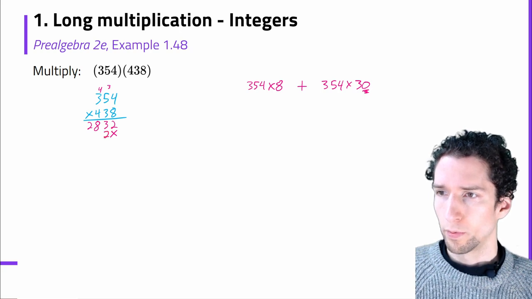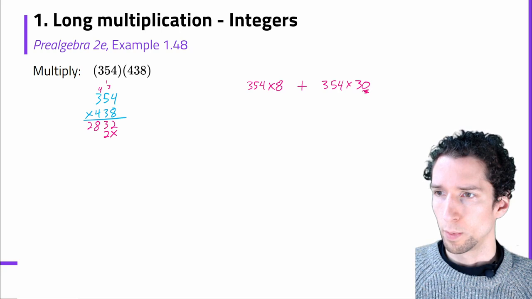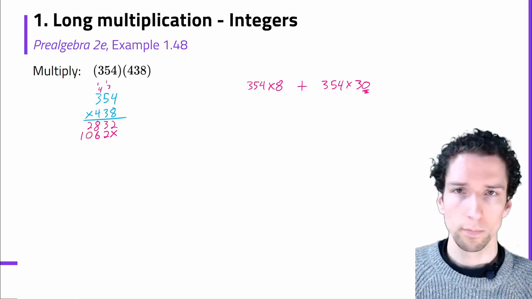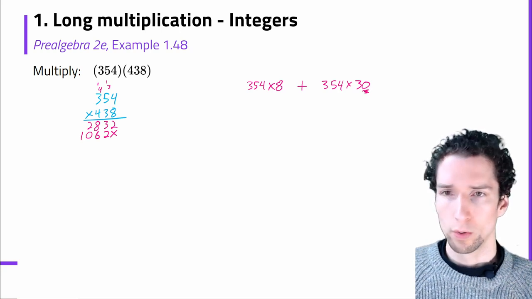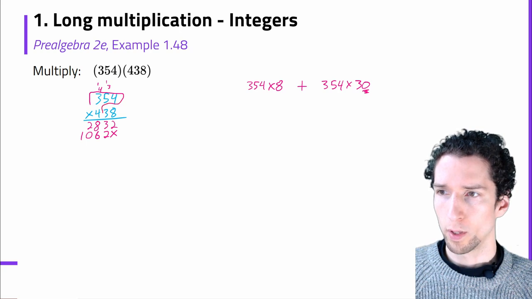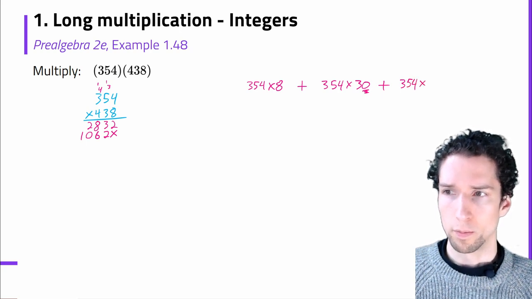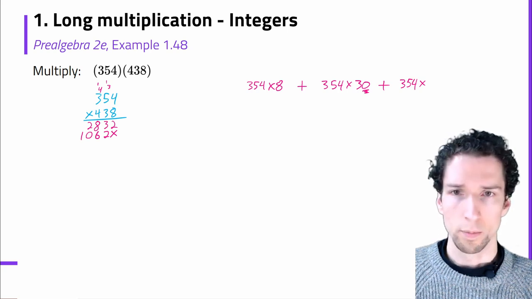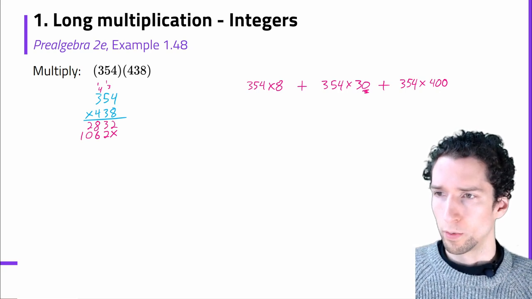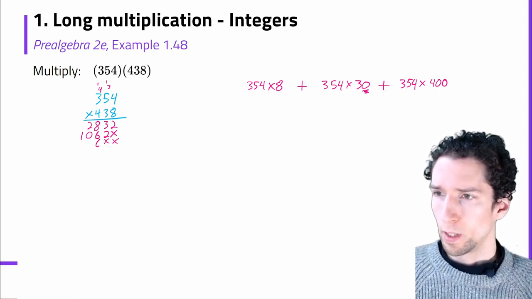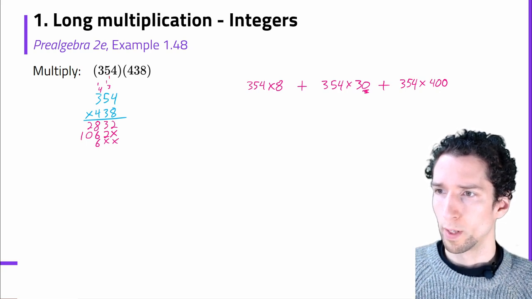So 3 times 4, 12, carry the 1, and 3 times 5, 15 plus 1, 16, carry a 1, and that's 9 plus 1, 10. Okay, so that's the next row, and then the final row, same idea, but we have to multiply the 4 times all of this. So that's 354 times, what's our thing here, times 400. Okay, so 2 zeros, so 2 little x's here. And then 4 times 4, 16, carry the 1, 4 times 5, 20, plus 1, 21, carry the 2, and 4 times 3, 12, and the 2 there is 14.